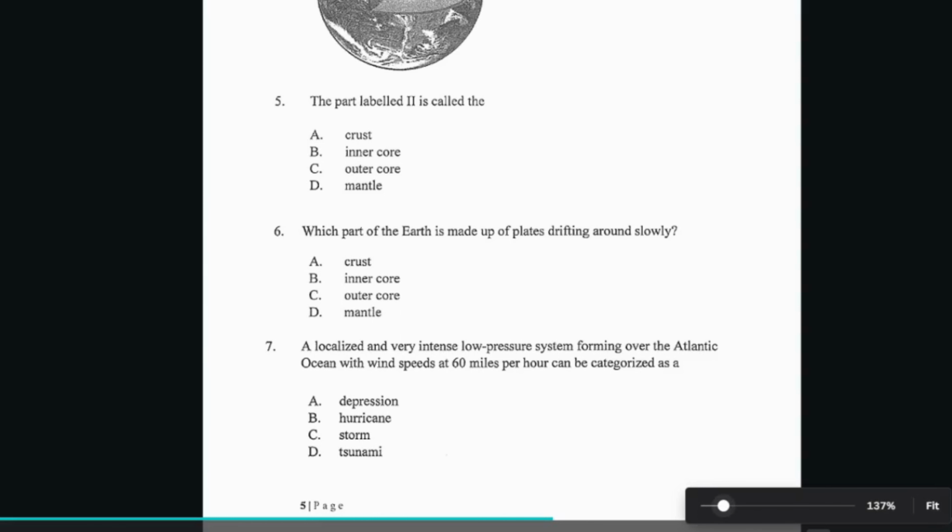So we heard the ranges, we heard the miles per hour and all of that. So we have to decide which one is the correct one, right? So they told us that the wind speed is 60 miles per hour. So therefore, it would have to be a tropical storm, or here they have it as storm. And remember, the tropical storm wind speed is anywhere between 39 and 73 miles per hour. So that means that low pressure system forming over the Atlantic here would be a tropical storm.